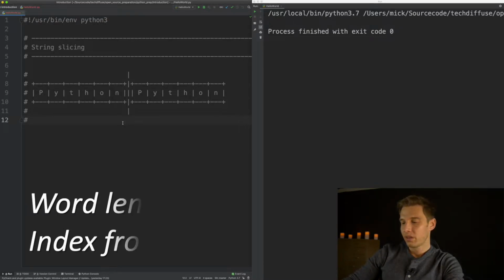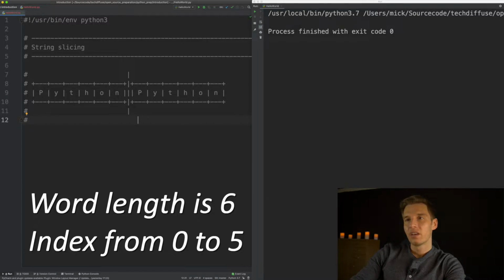So if we have the index 0, we get the first char, in this case the P. The index 1, we get the second char, the 2, 3, 4, and 5. So once again, as in the last video, the string in this case is 6 characters long, but the index goes from 0 to 5. This is typical in computer programming. We always start counting by 0, so don't get confused. 0 to 5, and the string length is 6 in total.